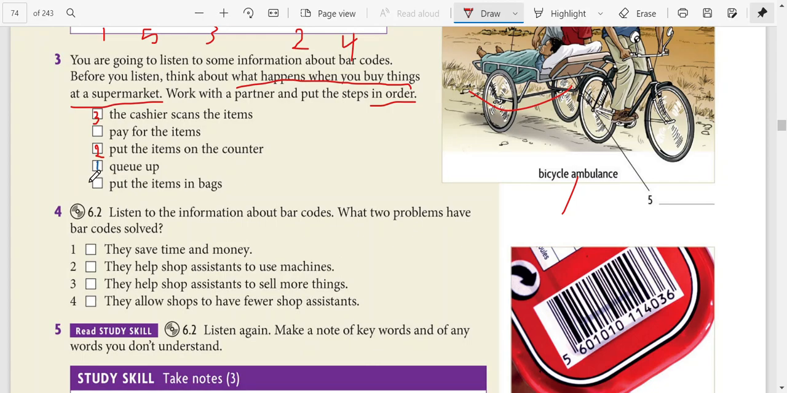Okay, number 4. And number 5, the last one, pay for the items.